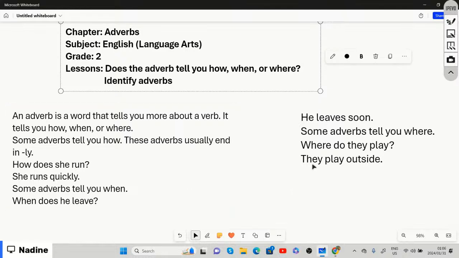So we're going to say what an adverb is. An adverb is a word that tells you more about a verb, and it tells you how, when, or where.